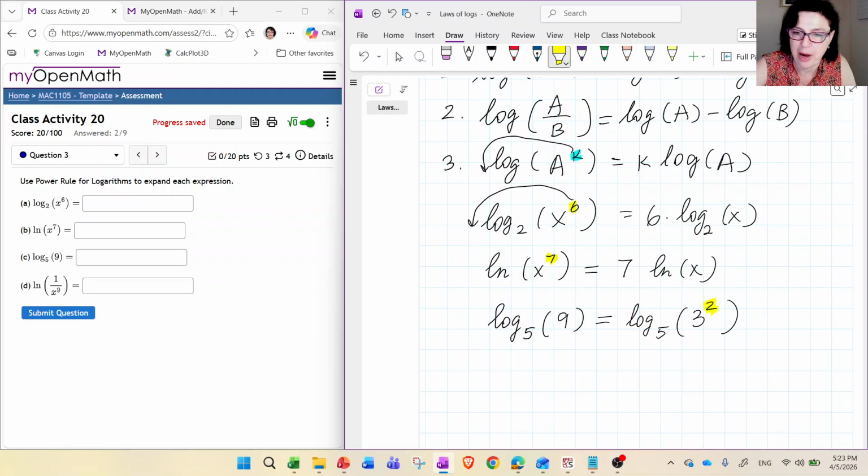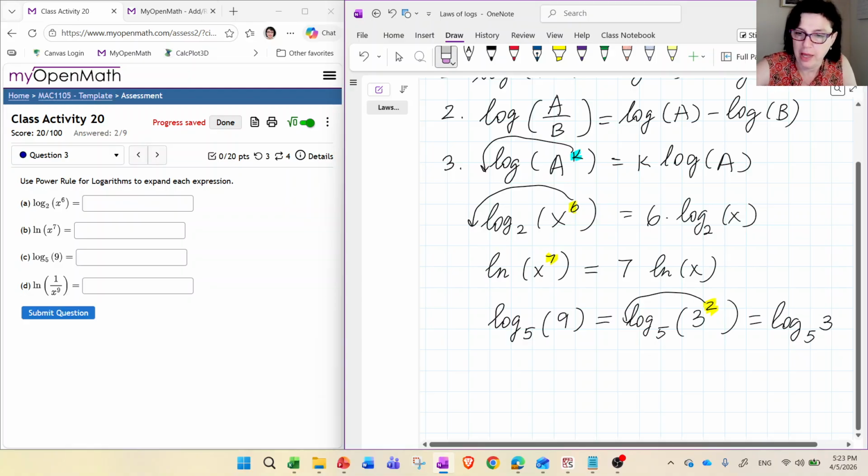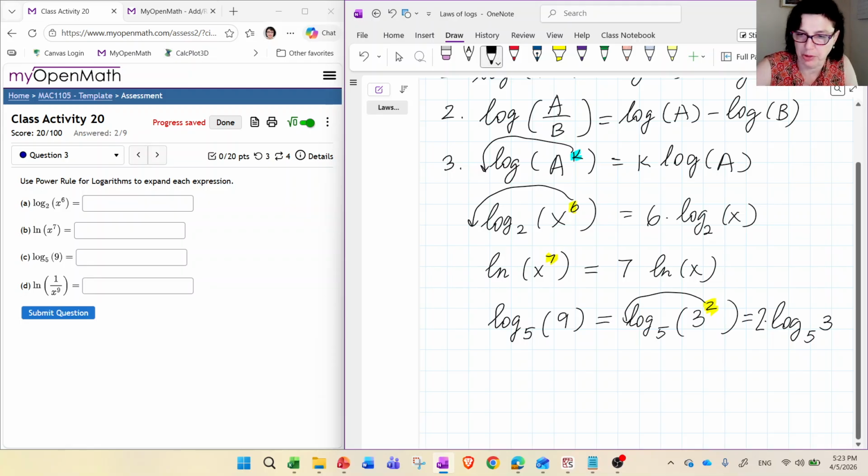So you can take the power and again bring it down to the front of the log. And this is going to become log with base 5 of 3. And the 2 has to be in front of the log as a multiple. Okay, that's what you can do with that one.